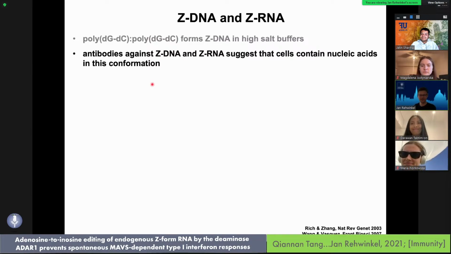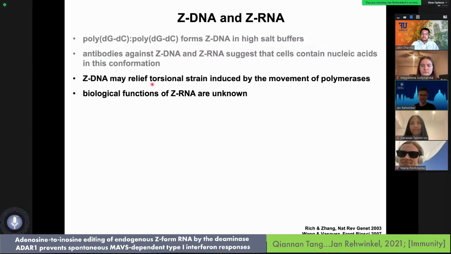And that's actually quite a good point, because it leads me on to the next thing that I was going to tell you about, which is biological functions of these. And that's really still an area of active investigation. And for zDNA, the idea is that this conformation relieves torsional strain induced by the movement of polymerases. So if you imagine a double helix of the DNA, and then you imagine a DNA polymerase or an RNA polymerase replicating or transcribing a stretch of this DNA, then it has to unwind the two strands of the double helix in order to copy one of the strands.